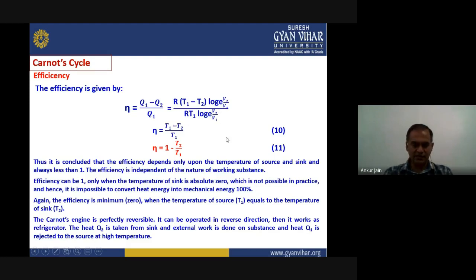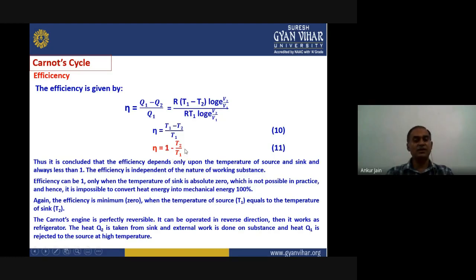If we simplify it, we get eta equals T1 minus T2 upon T1, or eta equals 1 minus T2 upon T1. That is our final expression for the calculation of efficiency of any Carnot engine. So from this equation, we can conclude that the efficiency depends only on the temperature of source and sink. It is never related to the nature of the working substance. Whatever gas we take, whatever working substance we take, the efficiency only depends on the source and sink temperature. And that should always be less than 1.